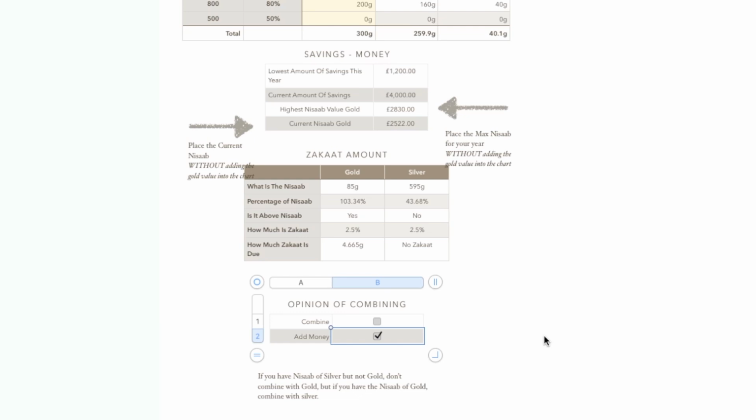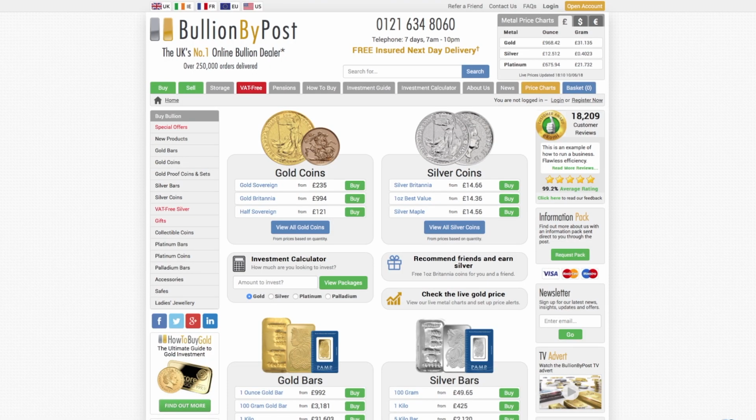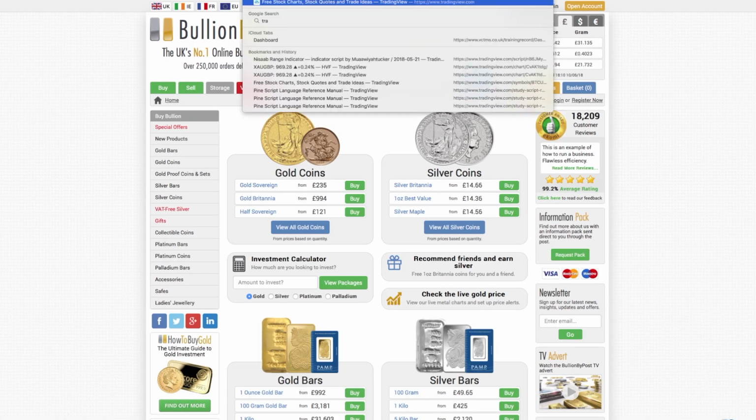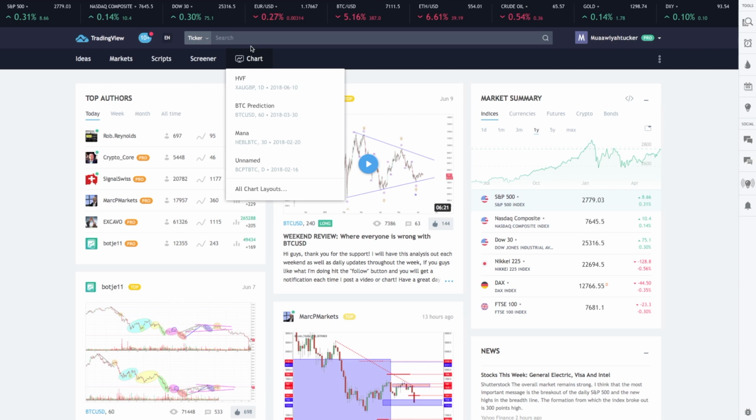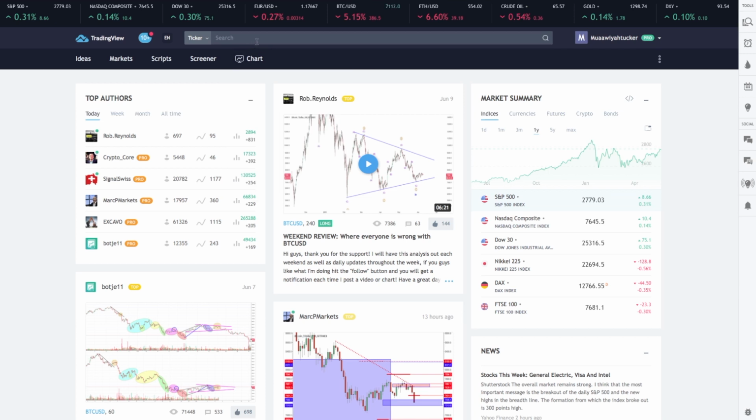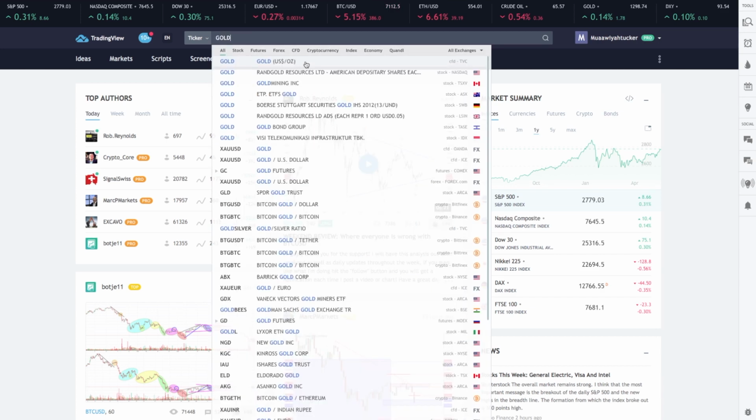So the next step will be to find out what is the Nisaab of gold. So what you do is you go back to the web browser and go to a website called TradingView. Now this is a website which I've used and it's very useful in terms of stocks and shares and the value of different things on the stock market. But we're interested in gold. And gold, you can just type in gold. The universal standard is gold by the dollar. So an ounce of gold by $1.